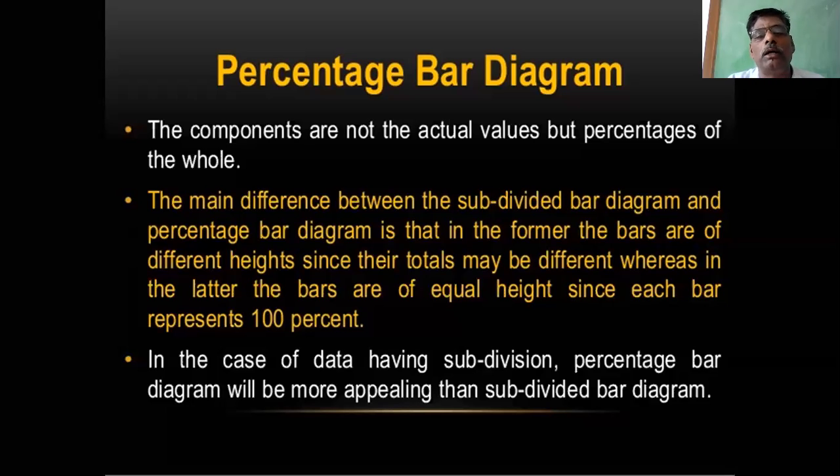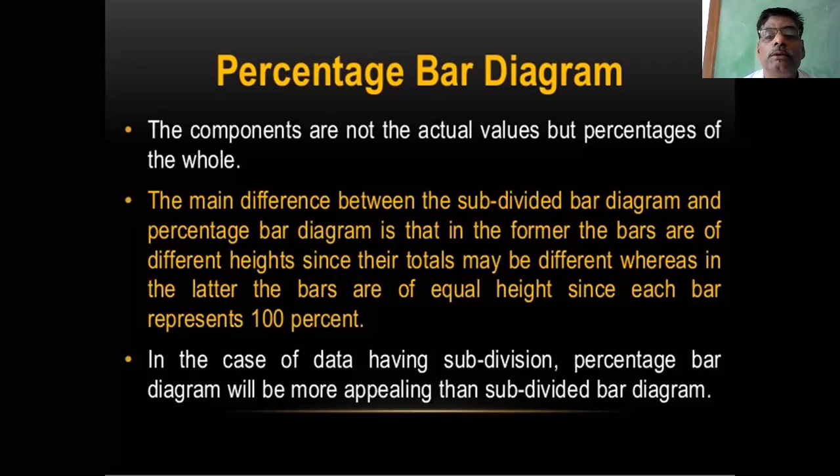Next is percentage bar diagram. What is percentage diagram? It is also a component bar diagram, but the components are expressed in the parts of 100. Components are expressed as a part of 100. Therefore, it is called as percentage bar diagram. The components are not actual values. The components are expressed in the form of percentage. For every 100, what is the part of each component or value of each component? That is called as percentage bar diagram.